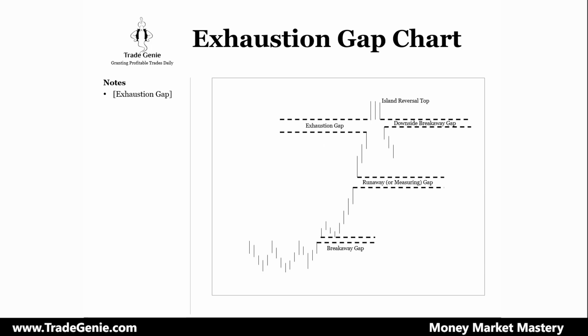I explained to you the breakaway gap, the runaway gap, the exhaustion gap. Then I explained to you the downside breakaway gap, and there is an island reversal. So island reversal means the gap up and gap down. So it creates an island. You see there's an island here. This is an island.